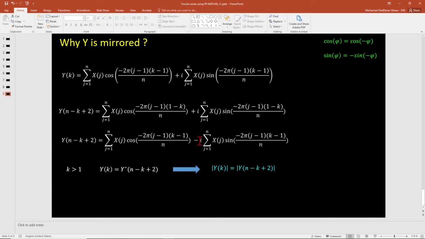Almost exactly the same. There is a minus here. So we say that yk is equal to the conjugate of yn minus k plus 2. And therefore, the magnitude of yk is equal to the magnitude of yn minus k plus 2. So therefore, as you observe, around the mid-frequency we have a complete mirror behavior when we plot the magnitude of the FFT.